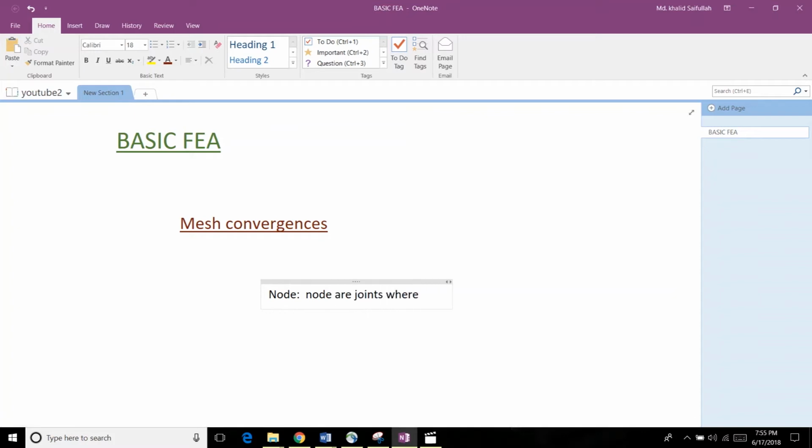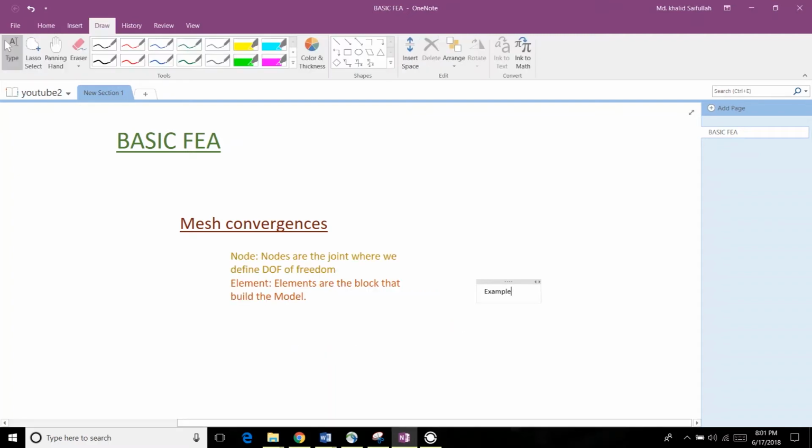Nodes are the joints where we define the degree of freedom. On the other hand, elements are the blocks that build up the finite element model. Basically, an element can consist of several nodes. For example, this is a one-dimensional element where you can see there are only two nodes.